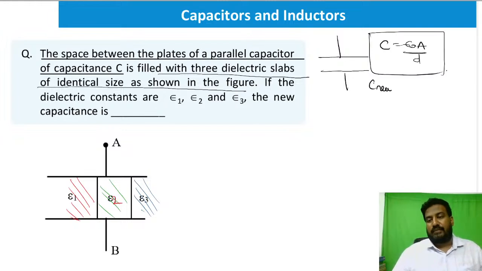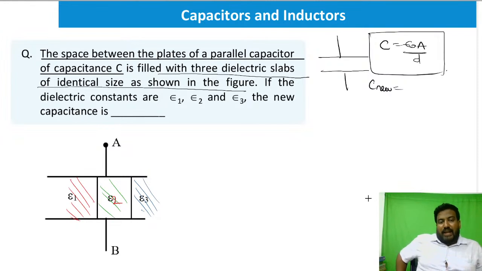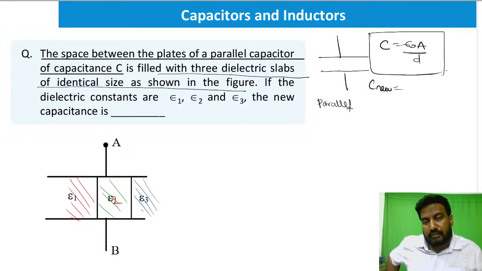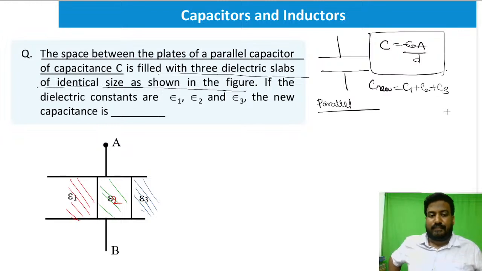Please everyone do this. Tell me how they are connected, series or parallel? Clearly, these capacitors are in parallel. So the equivalent new capacitance is C1 plus C2 plus C3.